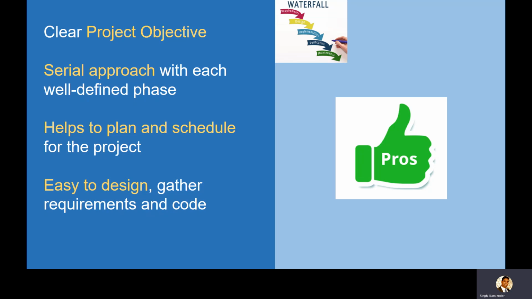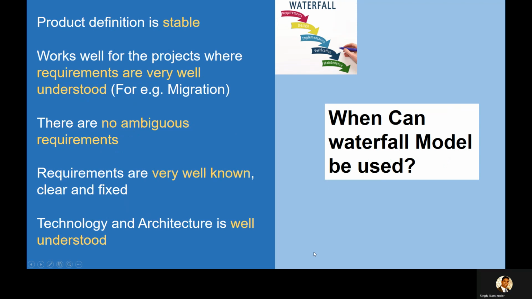What happens in this is, because as we have seen in the model that I have explained, everybody has clear direction of what needs to be done for each and every phase, right? So that's where it is easy to define, design, and gather requirements for and the code. Project, or in fact, I'll not even say product. Project definition is stable. We know upfront what needs to be done. Works well for the projects where requirements are very well understood.